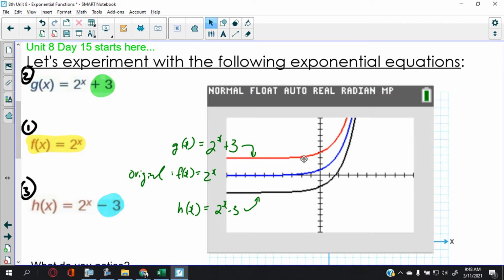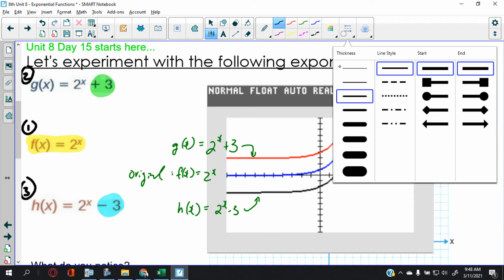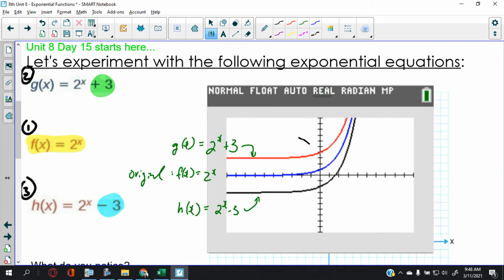As a matter of fact, not only did it shift 3 down, we could very easily point out the y-intercept, because these points are very, very clear. We're looking at 3 different y-intercepts here, right? So that's how you would know.